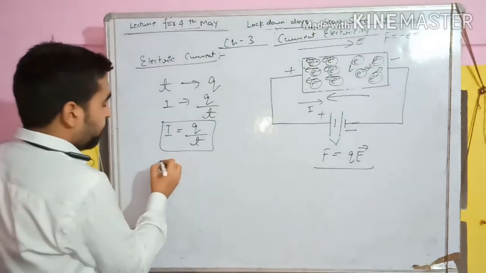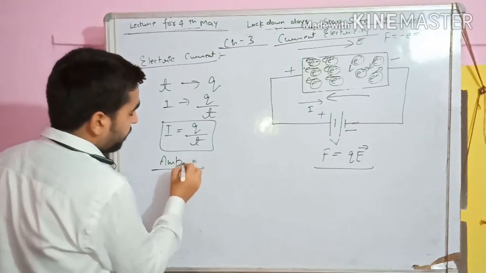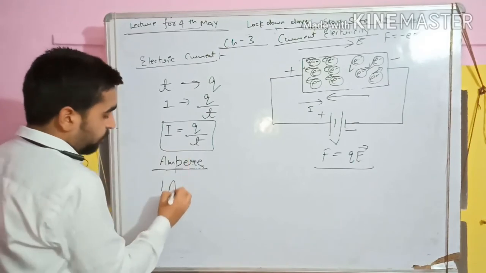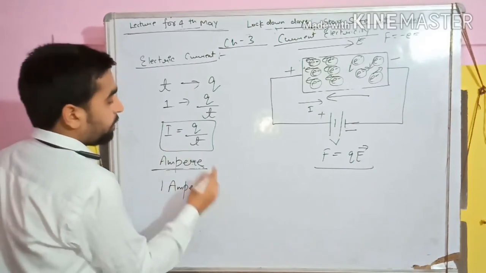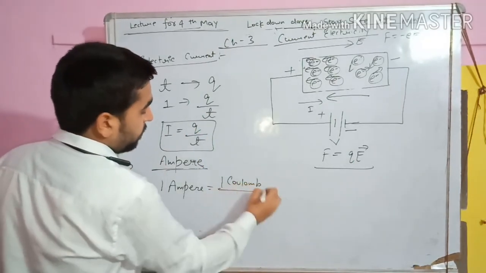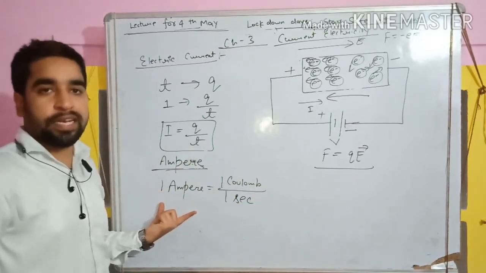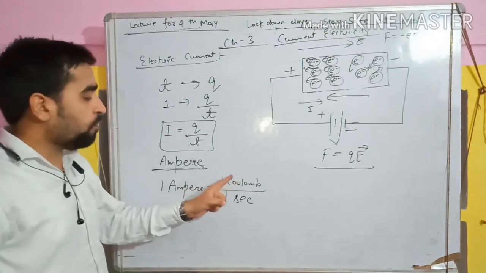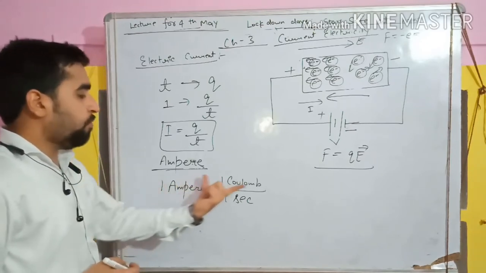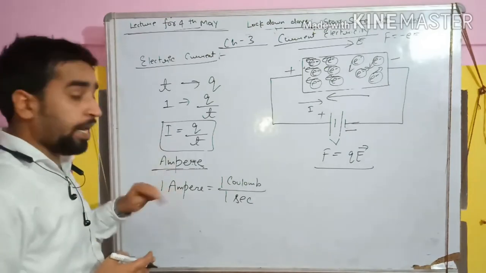Now students, the unit for electric current is ampere. You have to remember that the unit for electric current is ampere. How do we define 1 ampere? Suppose we have to create 1 ampere current, then the numerator, that is charge, should be 1 coulomb, and the denominator should also be 1 second. So we can say the current in a circuit is said to be 1 ampere if 1 coulomb of charge has been transferred in 1 second. This is how we define electric current and 1 ampere.